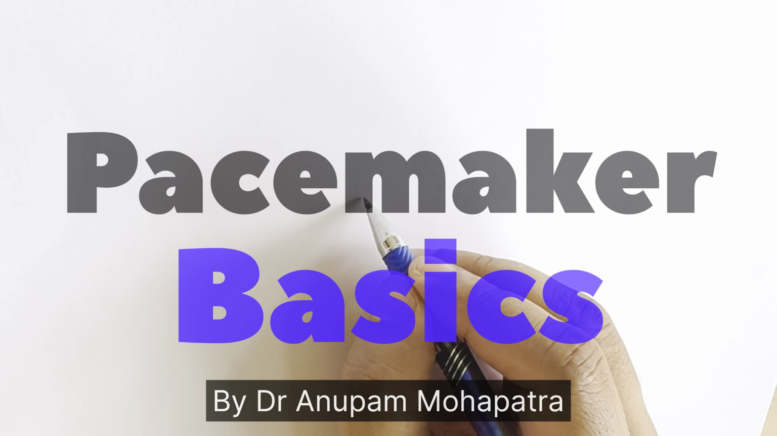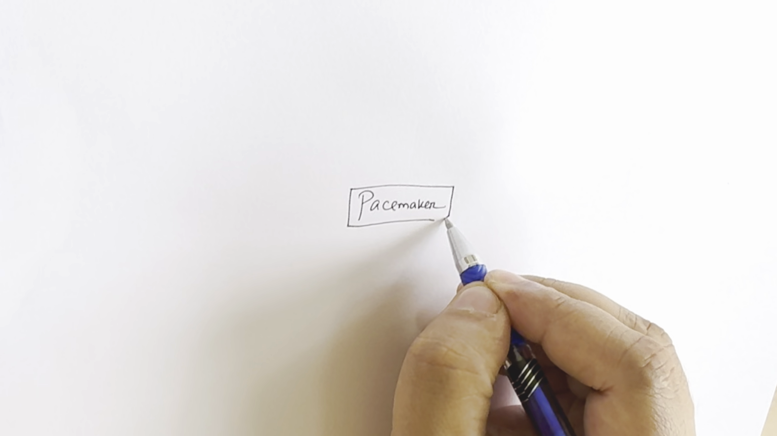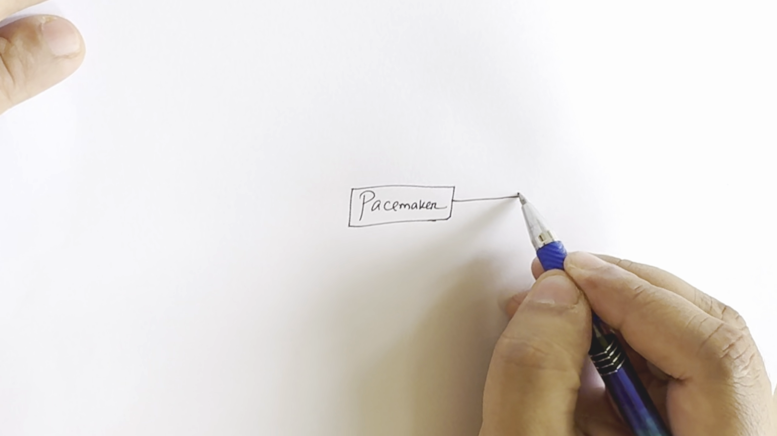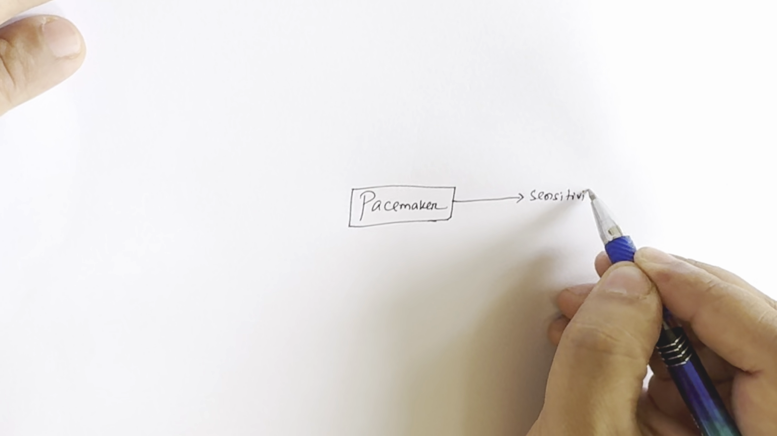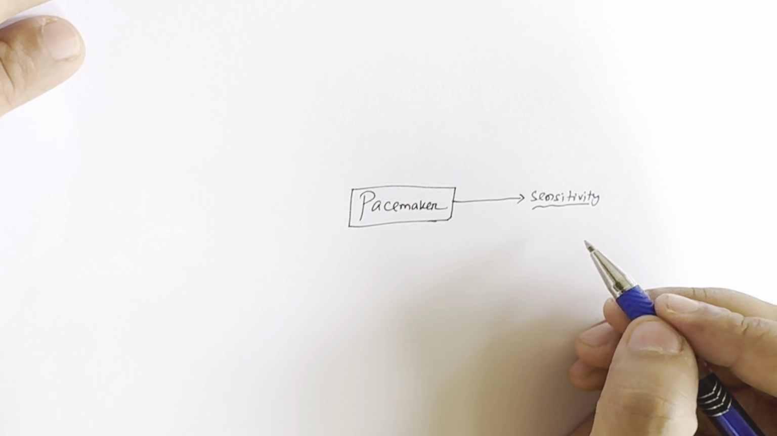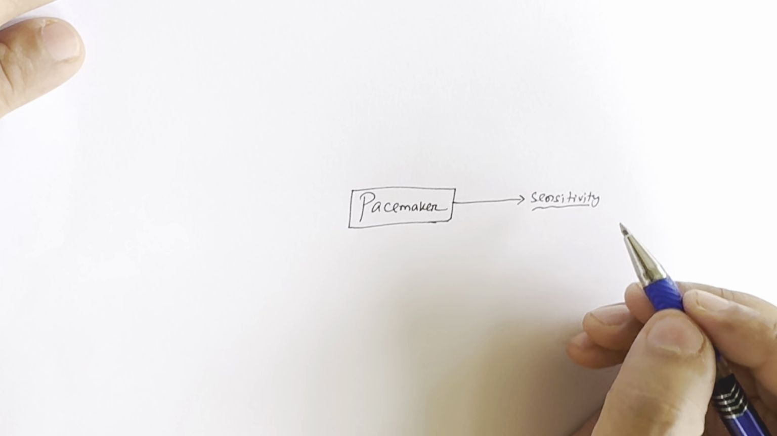So today we'll be discussing pacemaker. In the pacemaker, you will see in the machine there are various settings. We'll discuss the settings one by one. First setting is sensitivity. What is this? This is the ability of the pacemaker to recognize or identify the intrinsic heart activity.